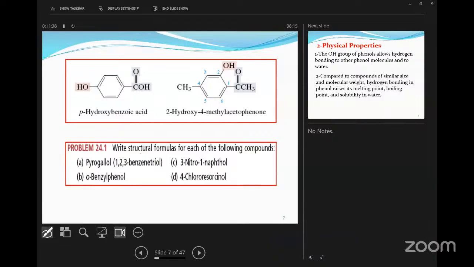Please, there's a problem here which I want you to do on your own. Write the structural formula of each of the following. So try and do it on your own at your own time, please.